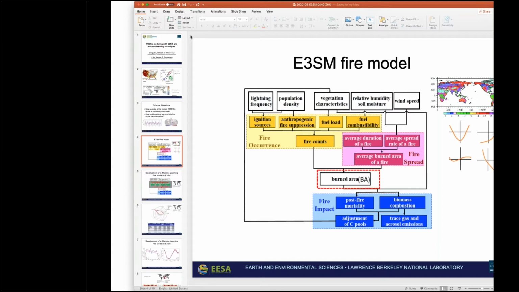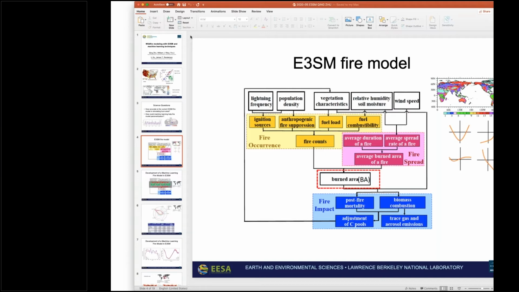Now we know how many fires we have for each grid cell. Secondly, we wanted to know how big the fire is. So we use the surface soil moisture and the wind speed to simulate how fast the fire can spread. That's a fire spread term. Then multiplying them together, we have the burn area for each grid cell. That's the general modeling structure of E3SM. Given a burn area, we can calculate the actual loss of biomass, the mortality of the trees, and the emissions given this amount of burn area.